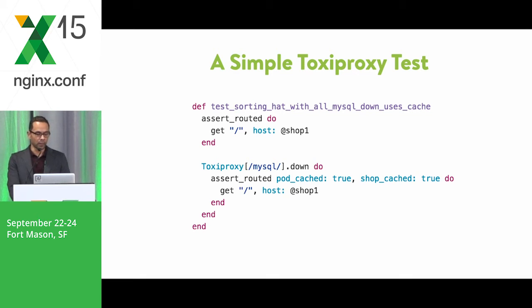So this is another simple test that we have that shows how we test with Toxiproxy. In this case, in the first block of code, we're getting the / endpoint, and we're asserting that the request was routed successfully. But the difference here is in the second block of code, we wrap the first block in a Toxiproxy down toxic. So what this is going to do is simulate the down condition for a MySQL server. So really, when the request gets to NGINX, it's not going to be able to talk to the destination MySQL server. And what we're asserting here is that, number one, the request succeeded, and number two, that it returned cached data.